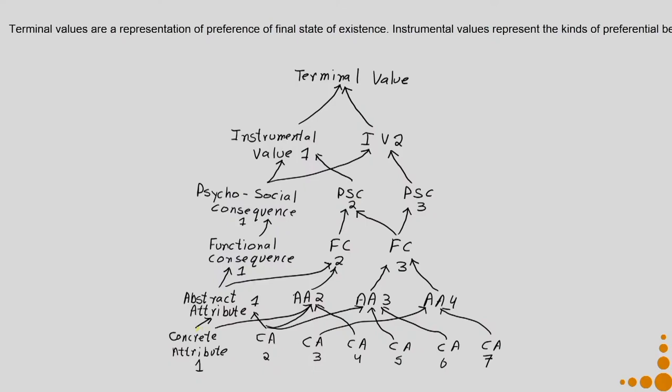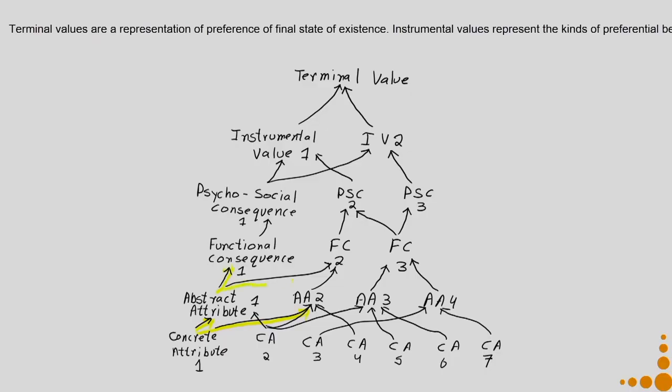So your concrete attribute one might be connected to many of these abstract attributes. While you're trying to build the linkages, you will identify missing linkages. That is when you keep on adding. If you find that there is a concrete attribute which is missing, you add over there, or you find an abstract attribute is missing, you mention over there. Similarly, each abstract attribute will be connected to one or more of the functional consequences. Those will be connected to one or more psychosocial consequences. These should be connected to instrumental values, and which finally connect to the terminal value. You always have one terminal value. Do not try to have too many terminal values for the PSS. Then your PSS lacks focus.